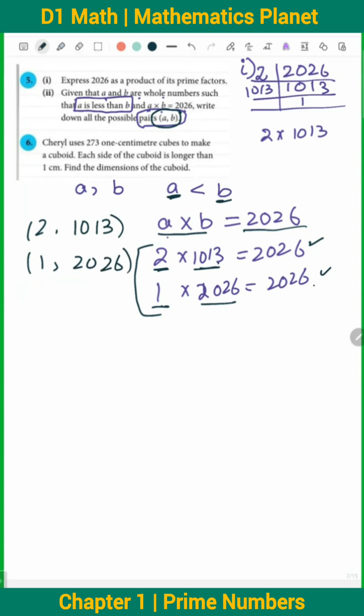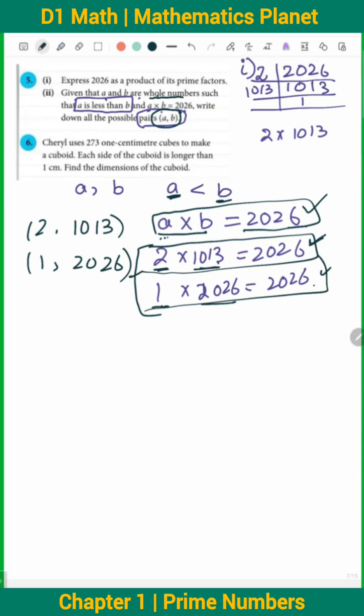No. Basically, given that A and B are whole numbers, they can be any whole numbers. It is not a specific value. They're saying A and B can be any whole numbers, but the condition is that when we multiply the two whole numbers, we should get 2026. So there are only two cases in which we multiply two whole numbers and get 2026: 2 multiplied by 1013 is the first case, and 1 multiplied by 2026 is the second case. Now these two cases, we can arrange in this way and we will get our answers. Clear to everyone? Yes. Okay.